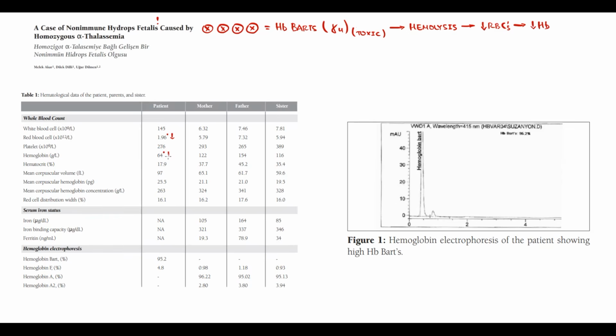As we see, hemoglobin level here is 64, which is extremely low. MCV is 97, which is normocytic. This feature is also one of the indicators that hemolysis in Hemoglobin Barts disease is a predominant pathogenic factor, because normocytic anemia is a feature of hemolytic anemia. And on electrophoresis, we can see a huge fraction of Hemoglobin Barts, and 95% of Hemoglobin Barts is absolutely lethal. So in this case, Hydrops fetalis developed and fetus died.